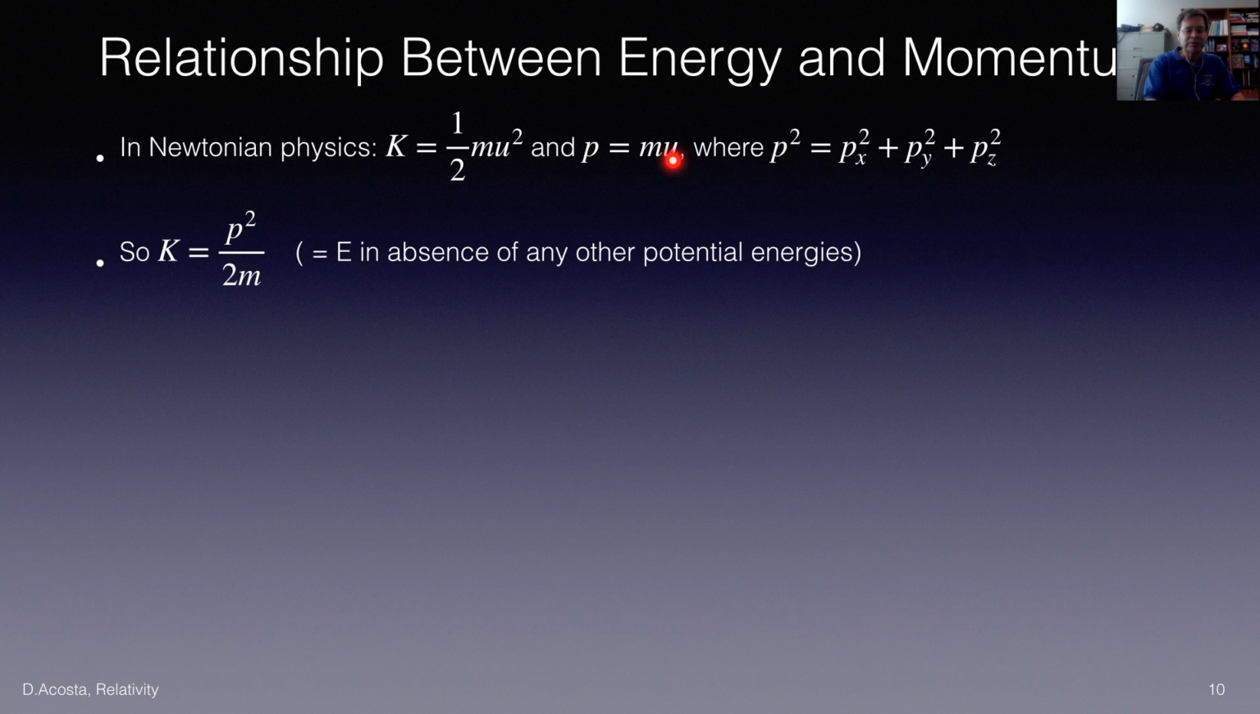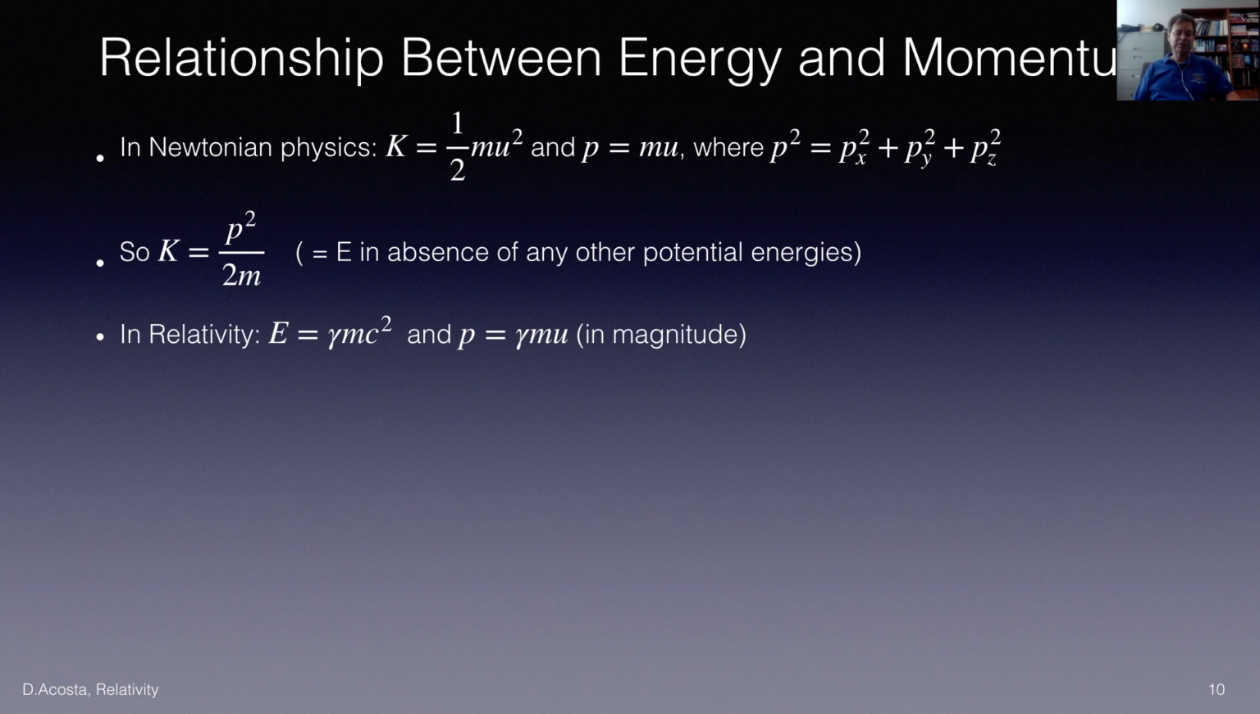p squared is m squared u squared. One of the powers of m cancels with the m in the denominator, so I have mu squared times half, so I have 1/2 mu squared. So indeed, p squared over 2m is the kinetic energy. And if we didn't have any potential energies around, that would be the total energy of the object, right? That would be E. So the relationship in Newtonian physics between E in the form of kinetic energy and momentum p is E equals p squared over 2m.